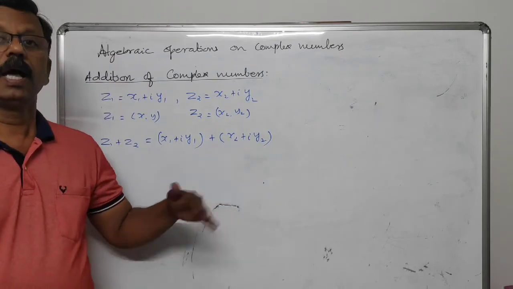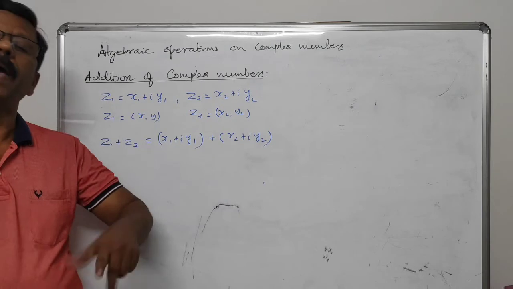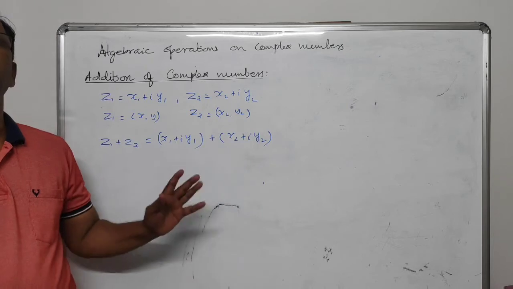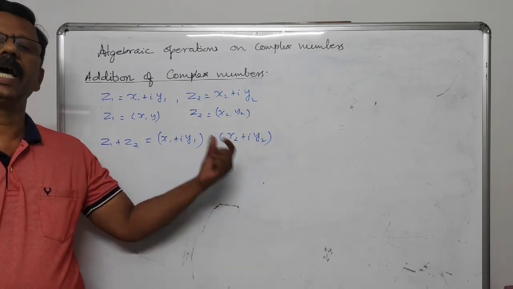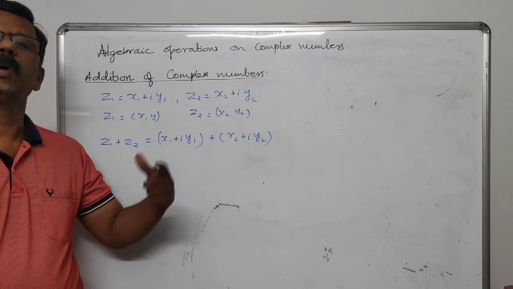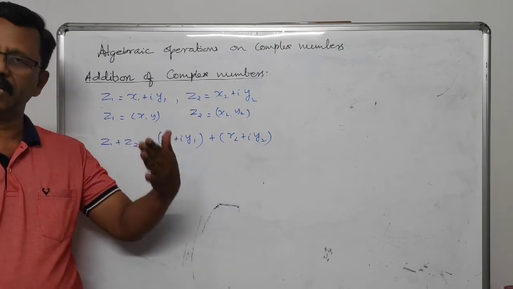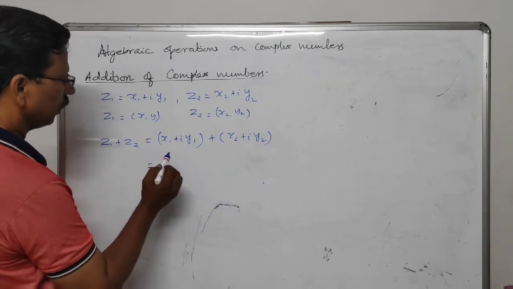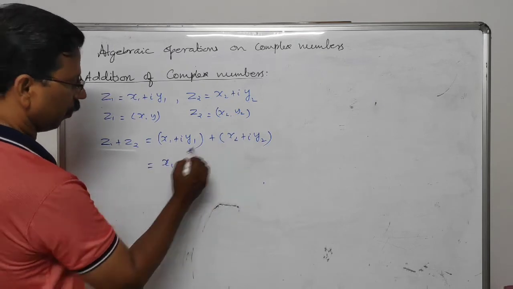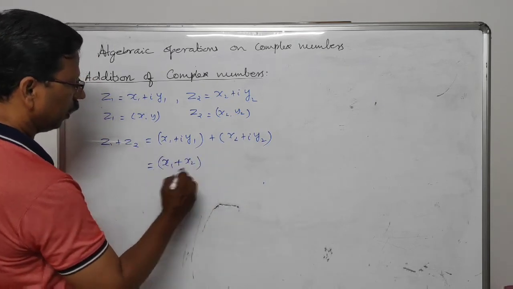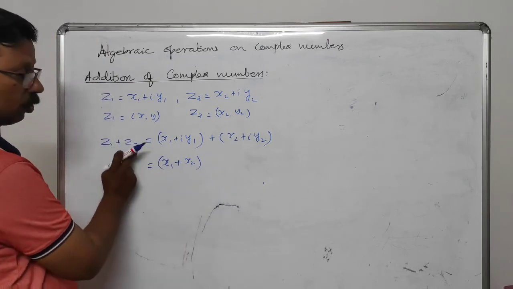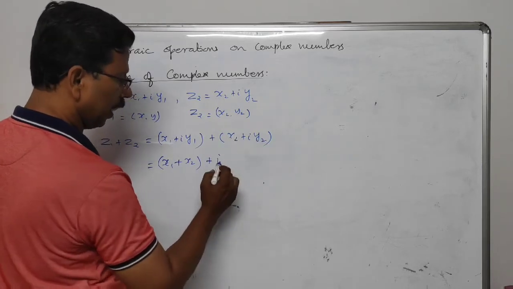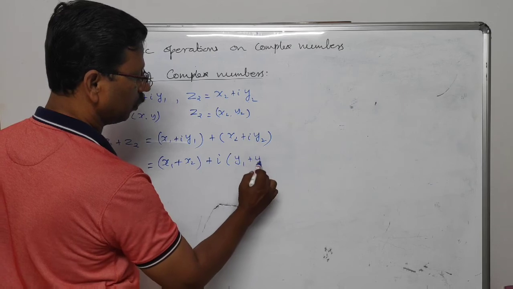How do you add this? Already we know very well how to add two matrices of the same order by adding their corresponding elements. Likewise, whenever you want to add two complex numbers, you have to add only their corresponding parts. That is, you have to add the real part with the real part and the imaginary part with the imaginary part. Here, this is a real part x1, this is another real part x2. Therefore, these two can be added together to get the real part of the sum. Then plus iy1 plus iy2. I can be taken commonly outside, then you get y1 plus y2.